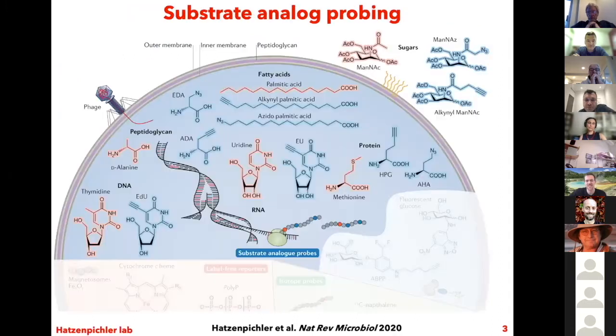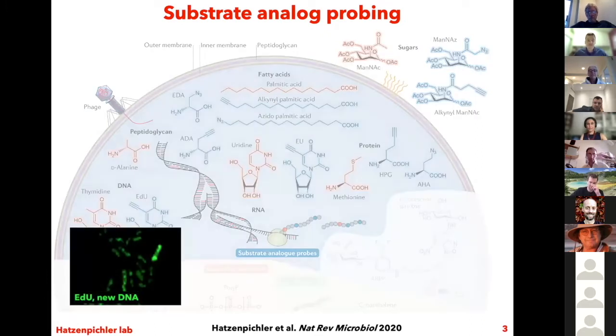And so the underlying technique that enabled this, I think, is an approach that my lab calls substrate analog probing. This is the idea that you use synthetic compounds, for example synthetic nucleotides, synthetic amino acids, synthetic fatty acids, synthetic diamino acids, that if you add them to a sample, are incorporated into the respective biomolecules, DNA, RNA, proteins, fatty acids, and peptidoglycan, instead of the natural counterparts.